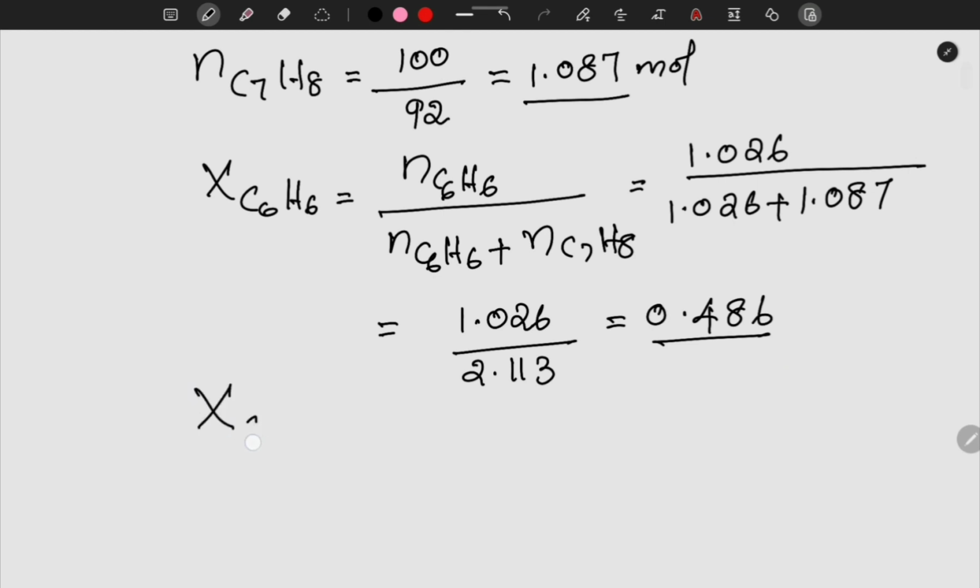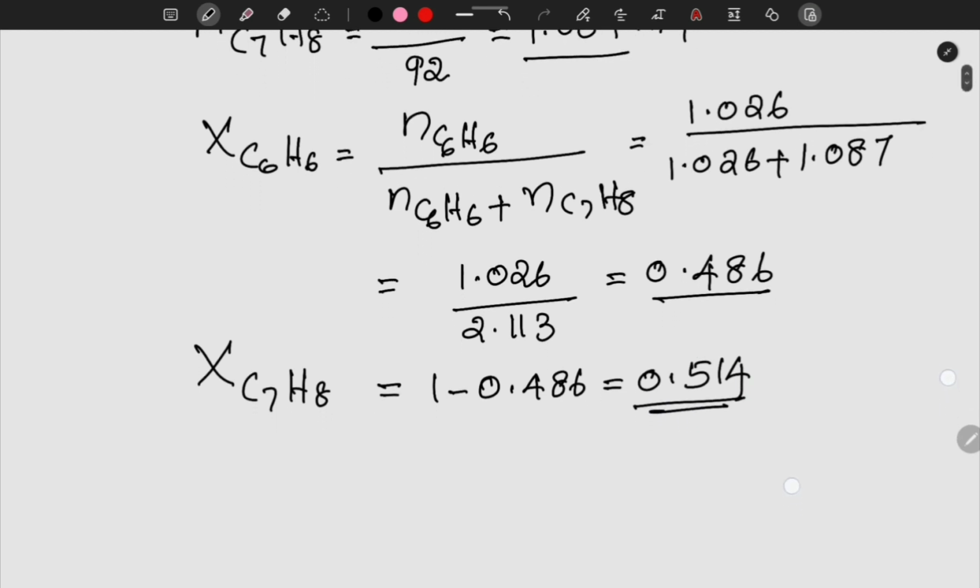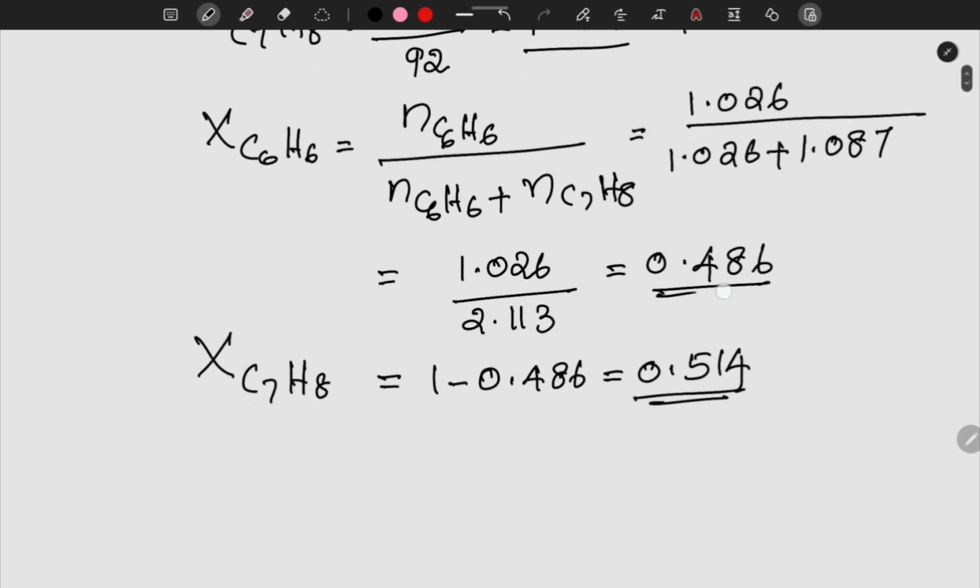So mole fraction of toluene will be, sum of mole fraction of benzene and toluene equal to 1. So we can subtract from 1 minus 0.486, that is equal to 0.514. Now we got the mole fraction of benzene and toluene.